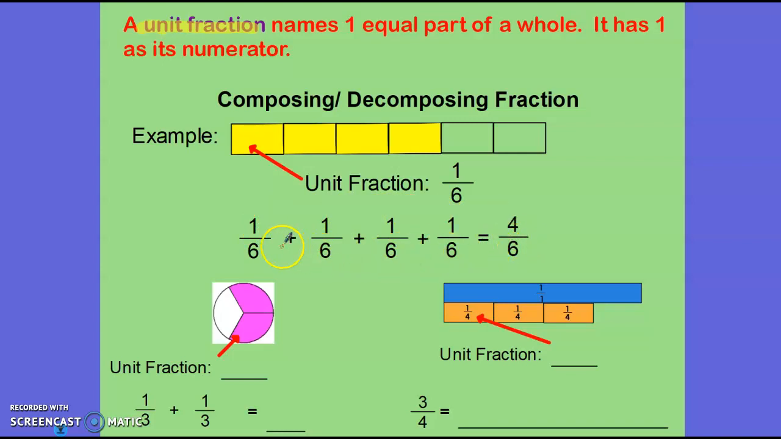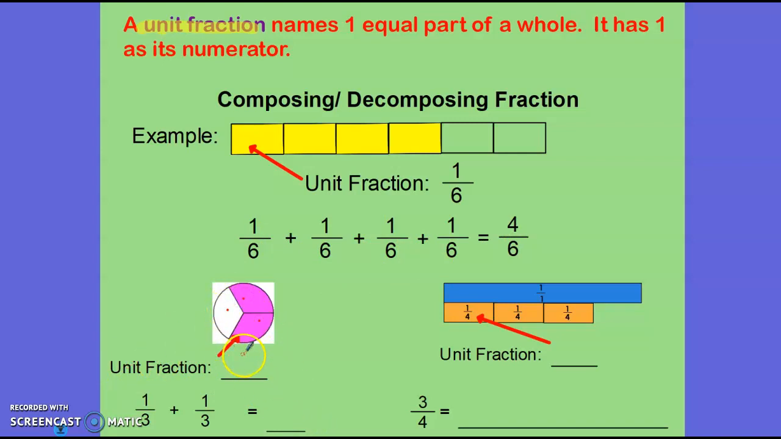You're not adding your denominator. You still have the same amount of total pieces. You only add the parts that are shaded, which is the numerator. Don't add a denominator. So in this example, the unit fraction, let's see, there are 1, 2, 3.